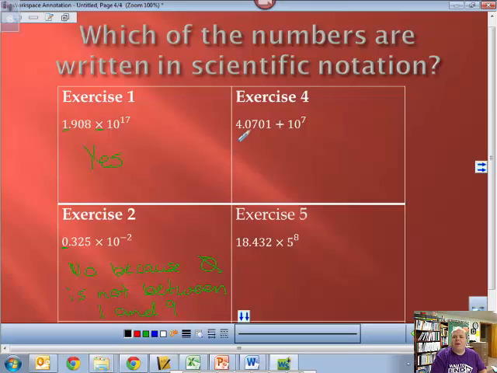Okay? Now, let's change the color because I don't like that color so much. Let's look at number 4. Number 4, it passes the first test. My leading digit is between 1 and 9. That's in front of the decimal. However, I'm adding here. Can I add in scientific notation? I cannot add in scientific notation. I must multiply. So I would say no, because it must be a product.